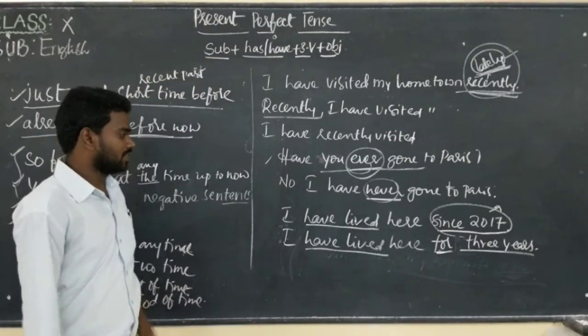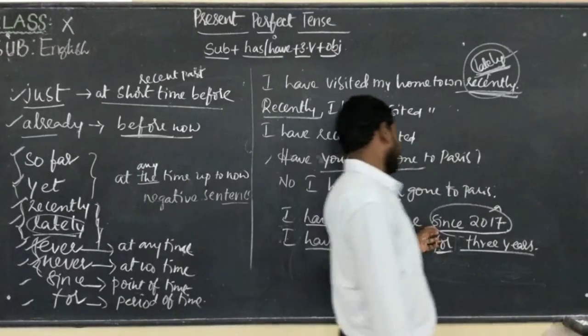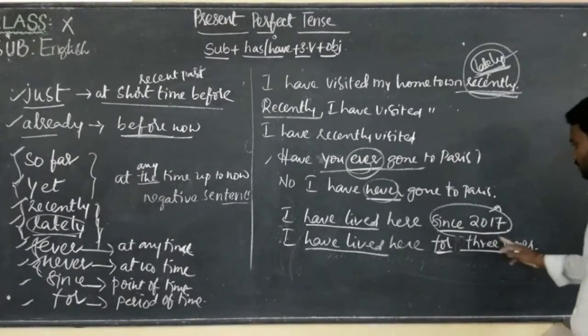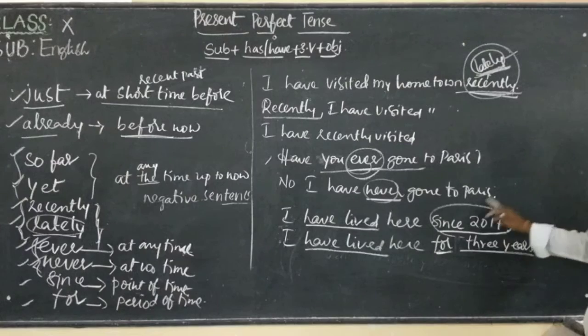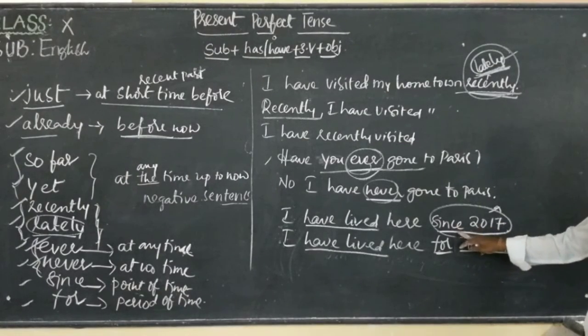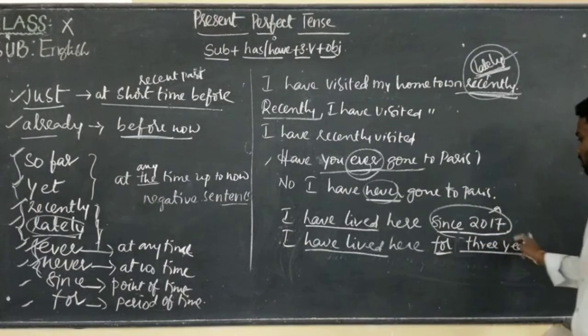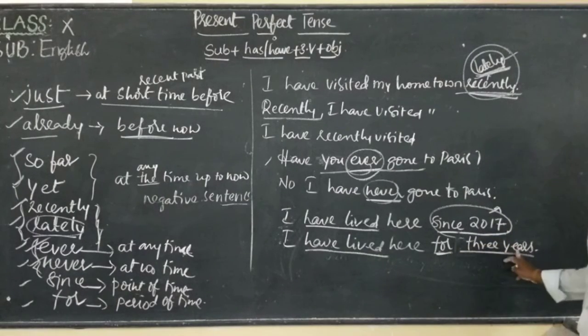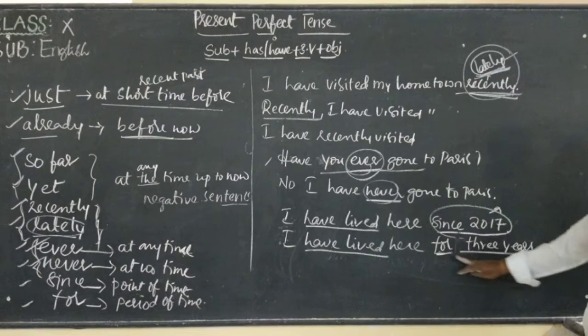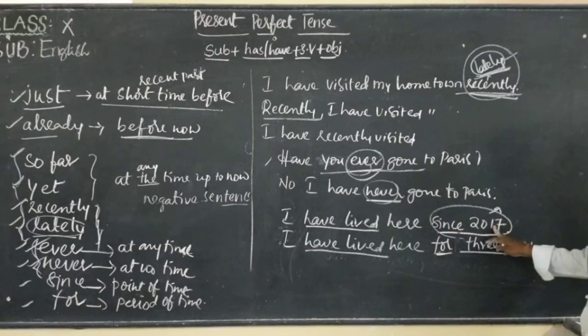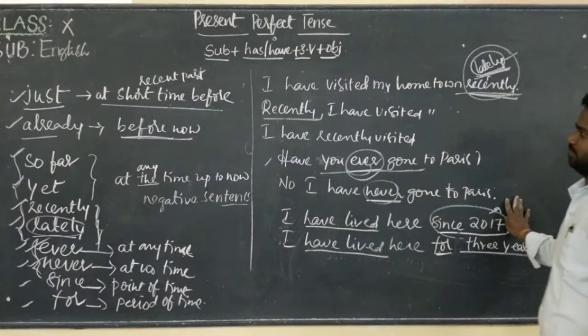Here, since is used to indicate a point of time, and for a period of time. For example, since morning, since 2017, right? For a long time, for 3 years, for 3 days, for 2 hours. So for is used to indicate a period of time, and since is used to indicate a point of time, right?